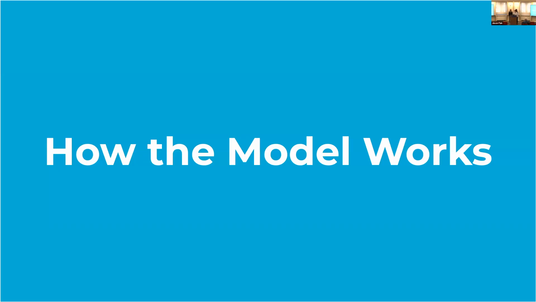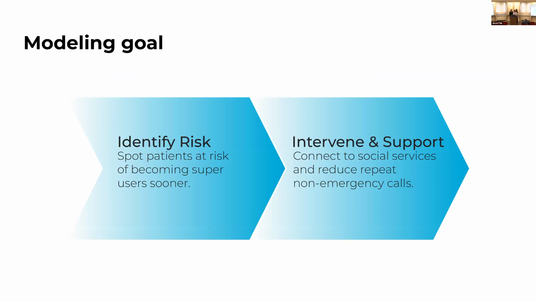Okay, so now moving on to how our model works. Our modeling process was very much informed by the results of our exploration of the dispatch data, which revealed, as Chloe just talked about, significant racial disparities and socioeconomic vulnerabilities associated with super user status. And just to reiterate, our goal with this model was to spot patients at risk of becoming super users sooner so that fewer of them fall through the cracks and so that the adult resource team can connect patients to social services and reduce repeat non-emergency calls.